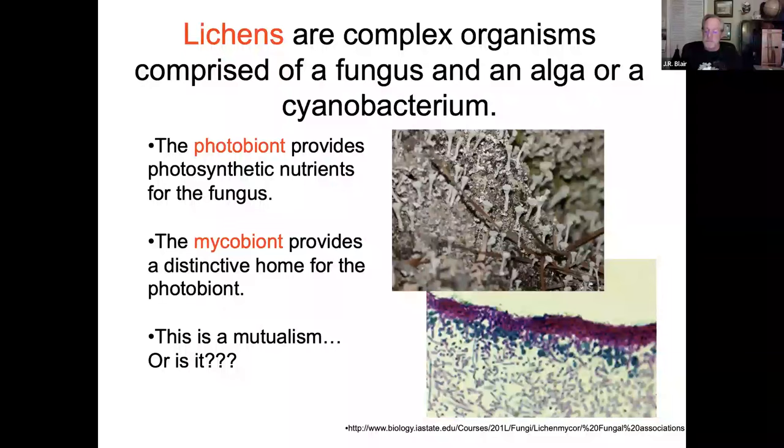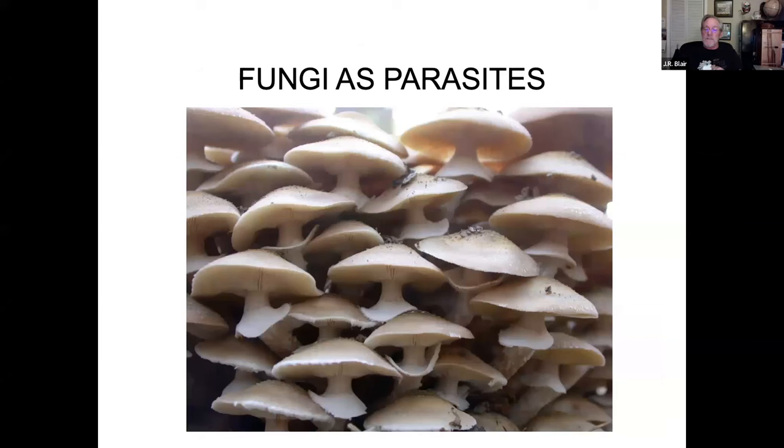And then there's a lot of fungi that are parasites. This photograph, by the way, is of a species of honey mushroom that grows on willows. I took this photograph at Año Nuevo on the willows out by the elephant seals there. Honey mushrooms are an example of a parasitic fungus.